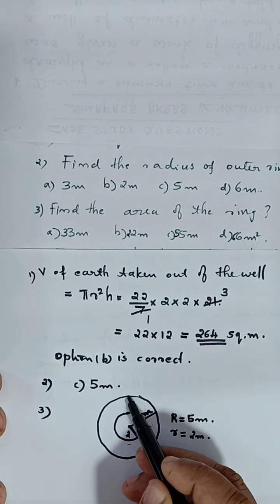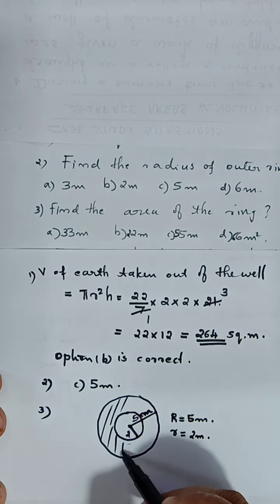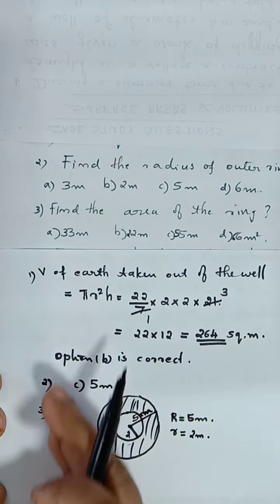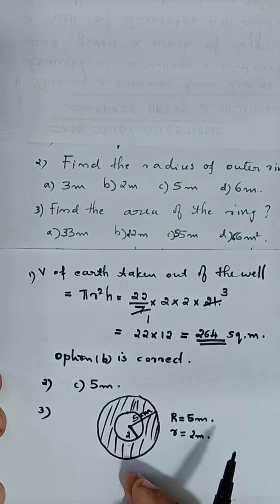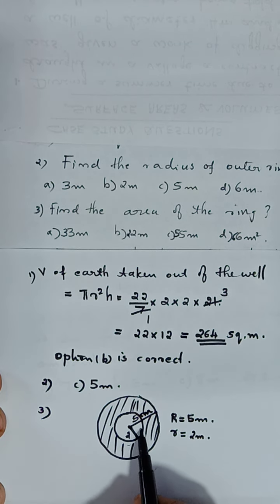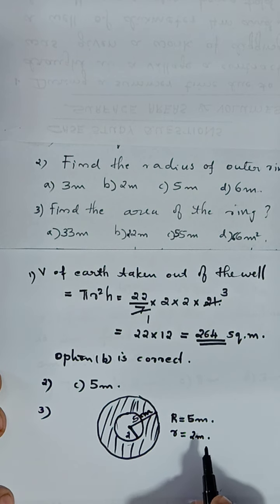Therefore, the area of the ring means this shaded area. This is the area of the ring. How do we get that? We have to find the area of the complete circle using R equal to 5, then subtract the area of the inner circle with r equal to 2.